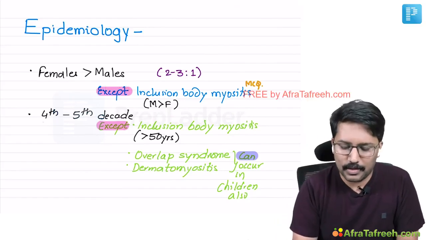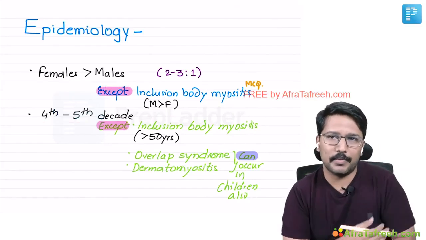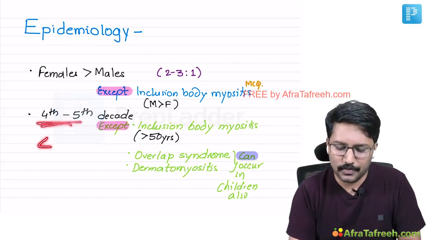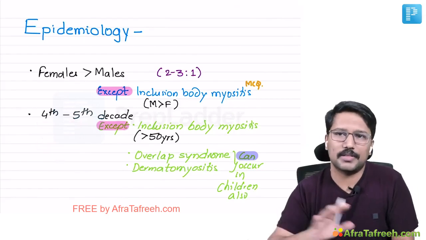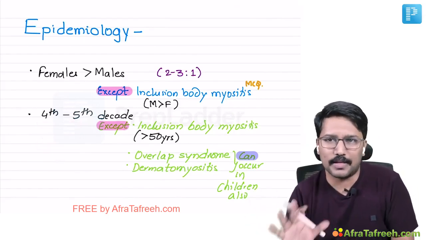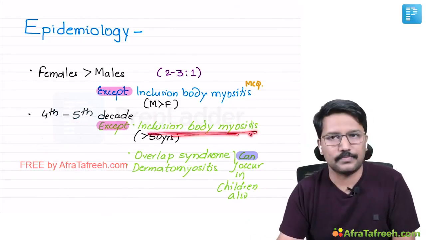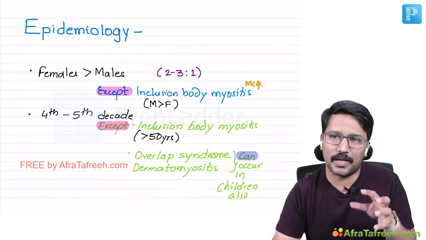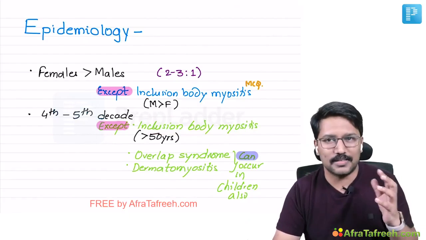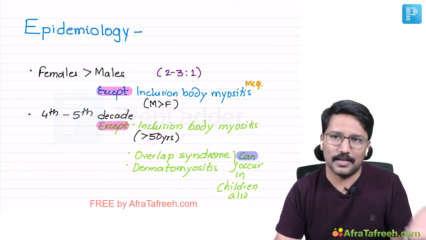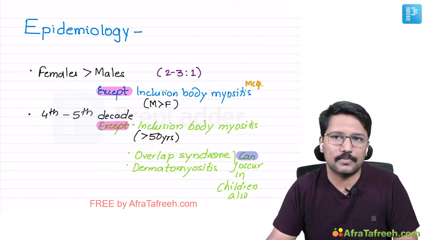If you look at the age of presentation, most patients of idiopathic inflammatory myositis present before the fifth decade, so they are usually under 50 at the time of presentation. The average age of presentation is 40 to 50, with an exception being inclusion body myositis. Inclusion body myositis is primarily diagnosed in elderly people, all the more reason to call it a degenerative muscle disorder. Usually patients are 50 plus at the time of diagnosis.